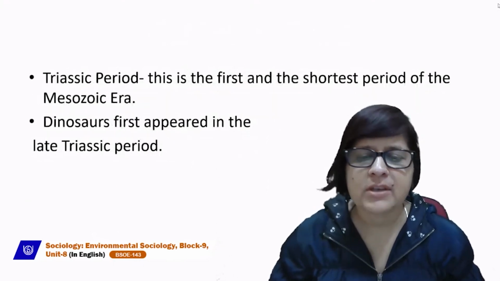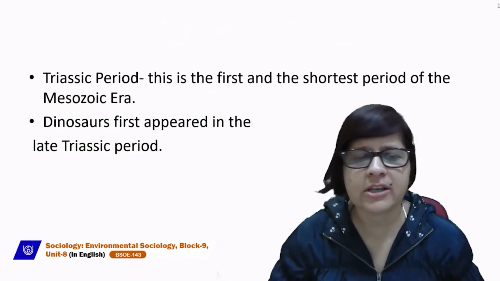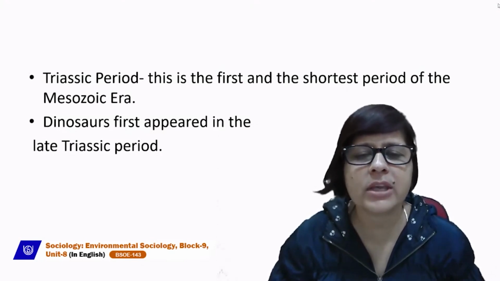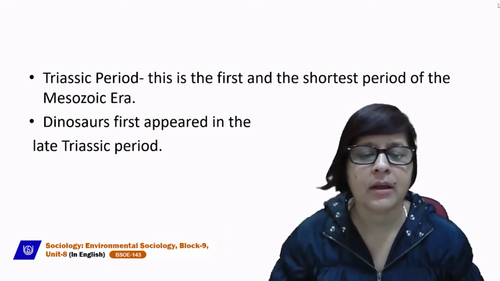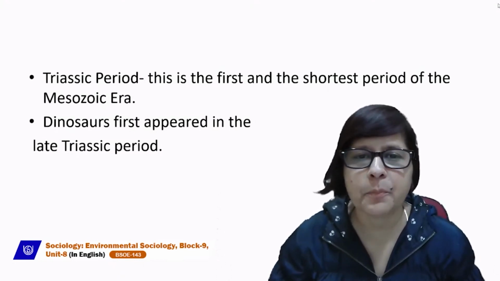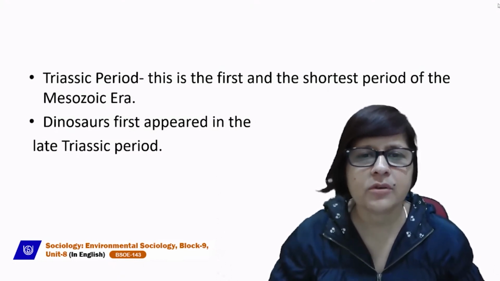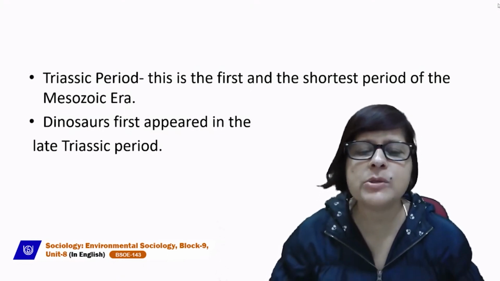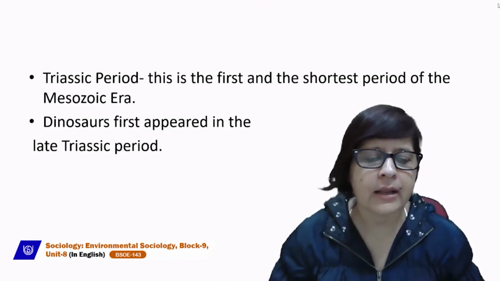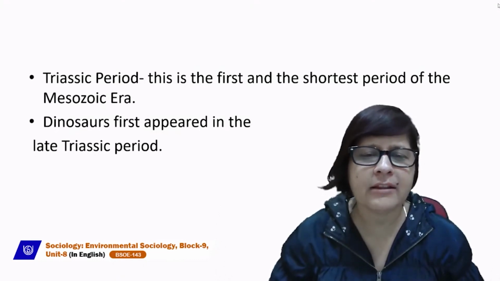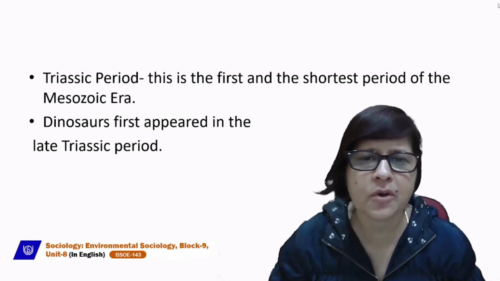Triassic period is the first and the shortest period of Mesozoic era. And the dinosaur first appeared in the late Triassic period. So dinosaurs appeared in the Triassic period of Mesozoic era.